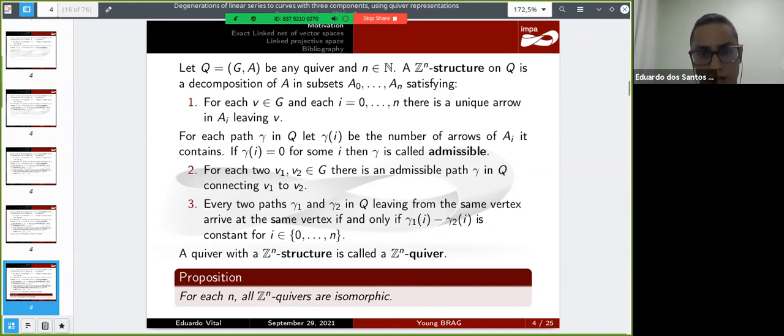Well, this is not that difficult to see because when you fix a vertex v, you know that there exists exactly one vertex living in A_i leaving that vertex. So you can think that for each vertex in the Zn quiver, you have an arrow leaving and an arrow arriving. So locally it's the same. Fortunately, you can prove that they are isomorphic.